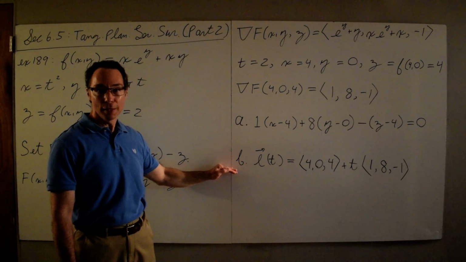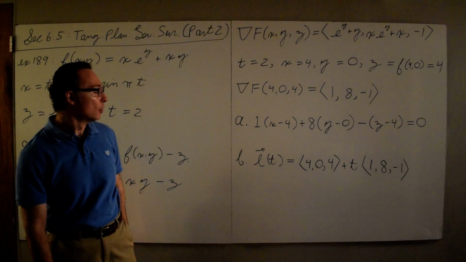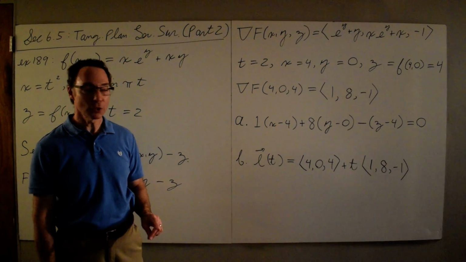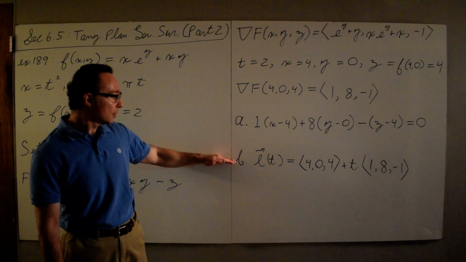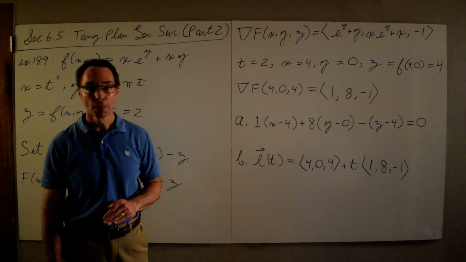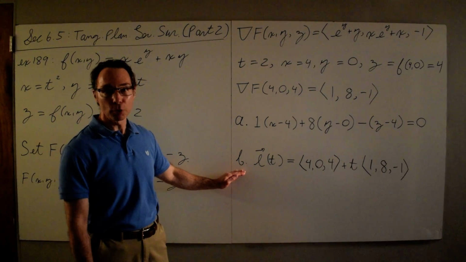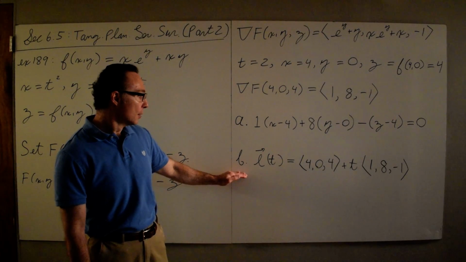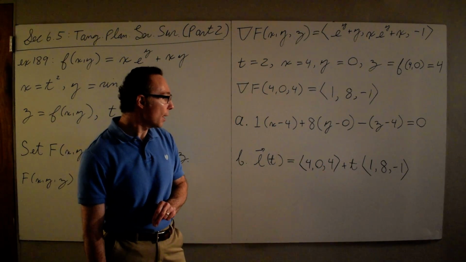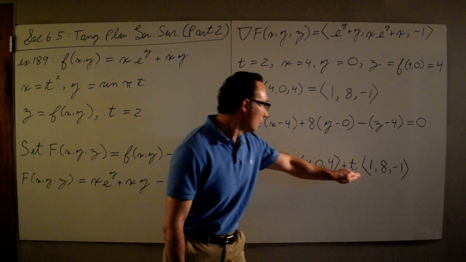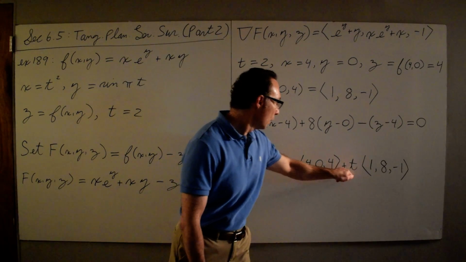For part B, we want the normal line. So we want the line that contains the point 4, 0, 4 in the direction of the vector 1, 8, negative 1. And I wrote this in terms of the vector equation, but again, it's fairly straightforward to see what the parametric equations would look like. So x would be 4 plus t, y would be 0 plus 8t, and z would be 4 minus t.